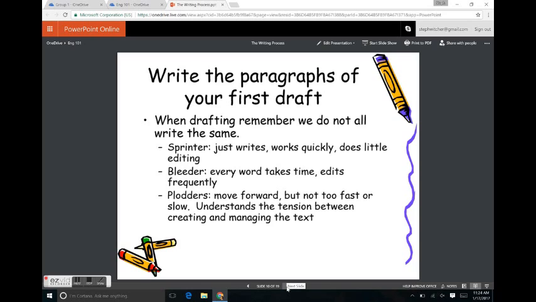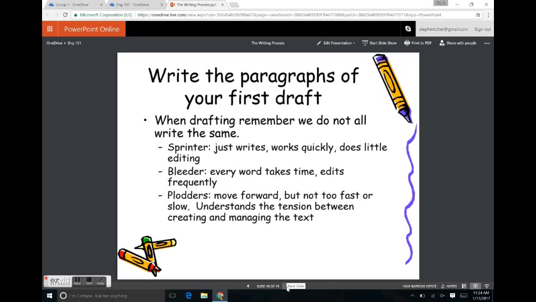By the way, bleeders, don't find a sprinter to help you edit your papers. They're not going to do a great job for you. Sprinters, you might want a bleeder to help you edit your papers, but just know they're going to bleed all over your paper as well. So, know what type of writer you are.